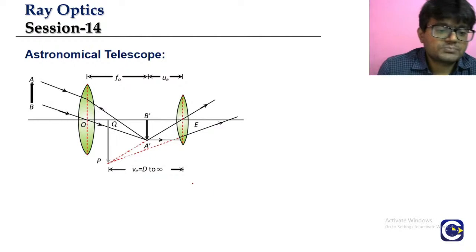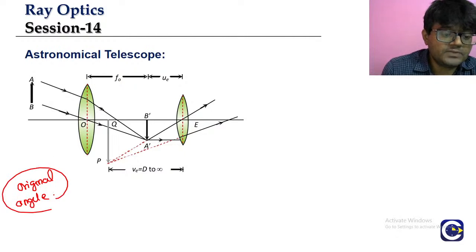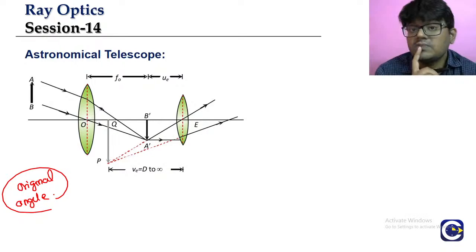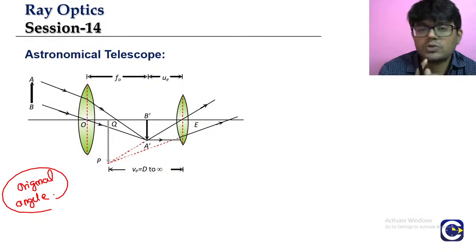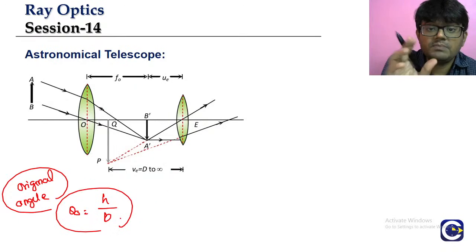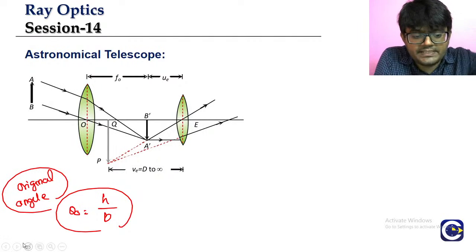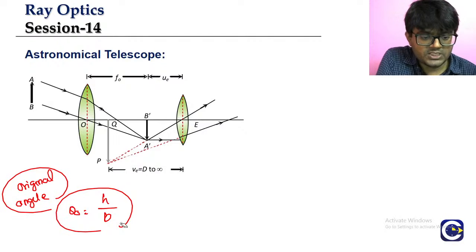Here, the original angle, the visual angle. Remember, in case of the compound microscope, what we used to say? We used to use this word theta naught, right? What is theta naught? It is whatever is the height of that object divided by d. We will keep the object at the near point. But here the object is not in our control. Object is already sitting at infinity.